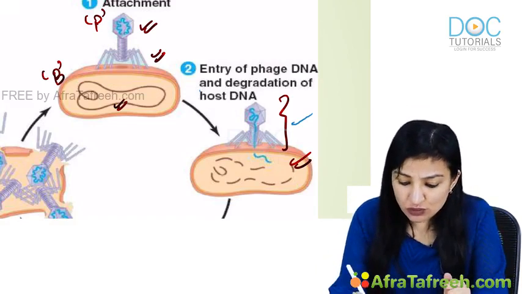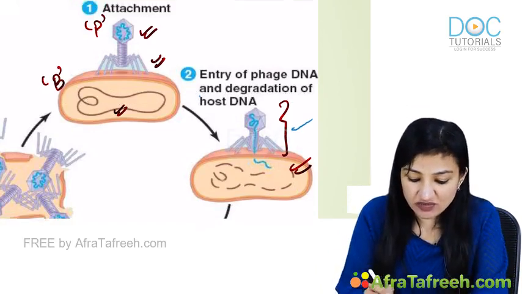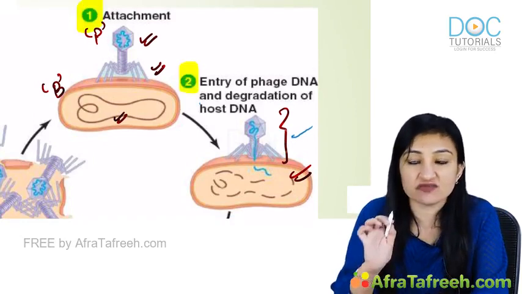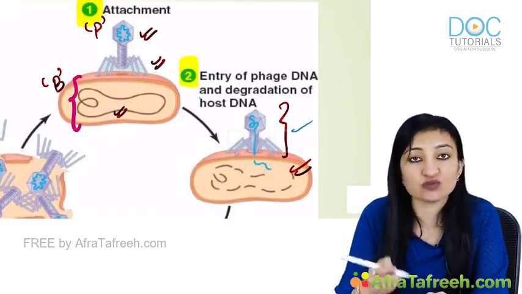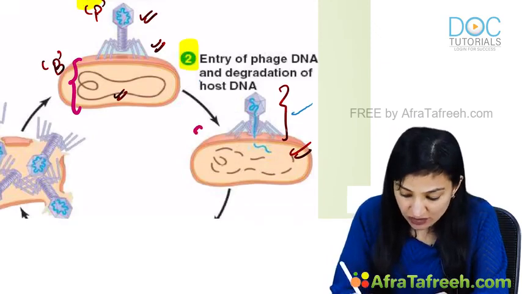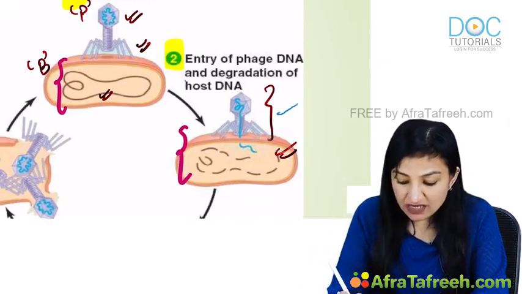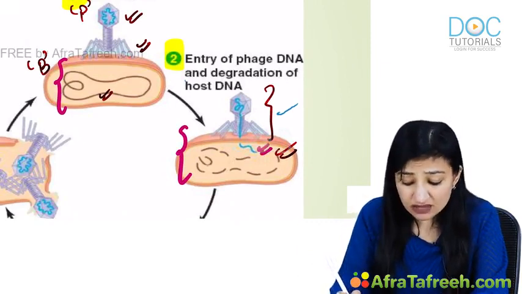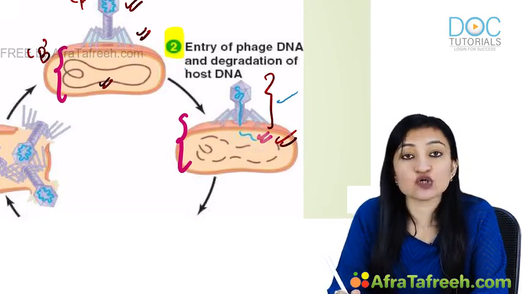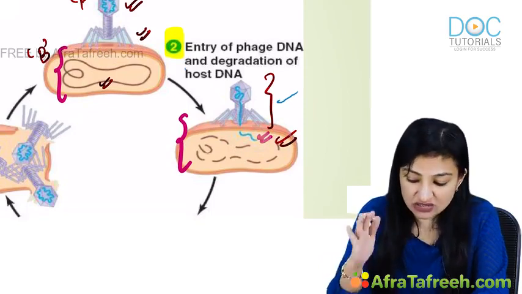I want you to compare and contrast figures 1 and 2 with regard to the bacterial chromosome. In figure 1, the bacterial chromosome is intact. Now look at figure 2. The moment the phage DNA, which is shown in blue color, enters this bacterial cell, the bacterial chromosome undergoes disintegration. This is very important.